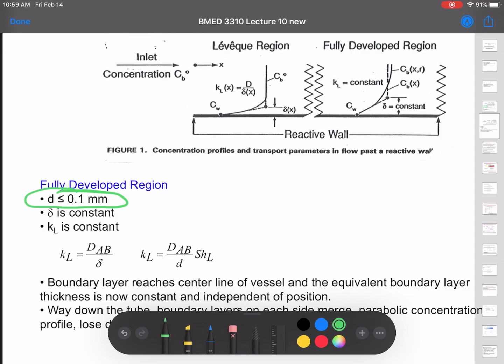Once it's fully developed, of course, the local convective mass transfer coefficient is constant. All right, and let's look at this one.